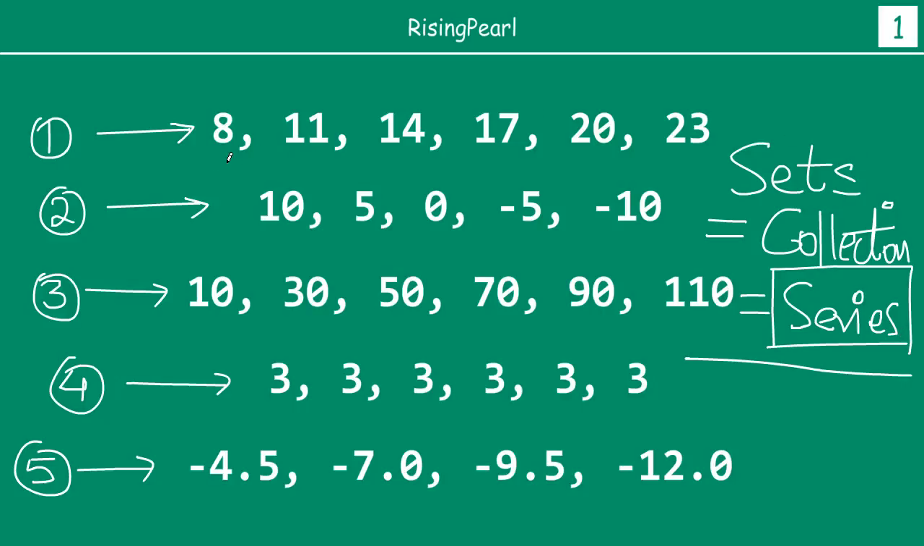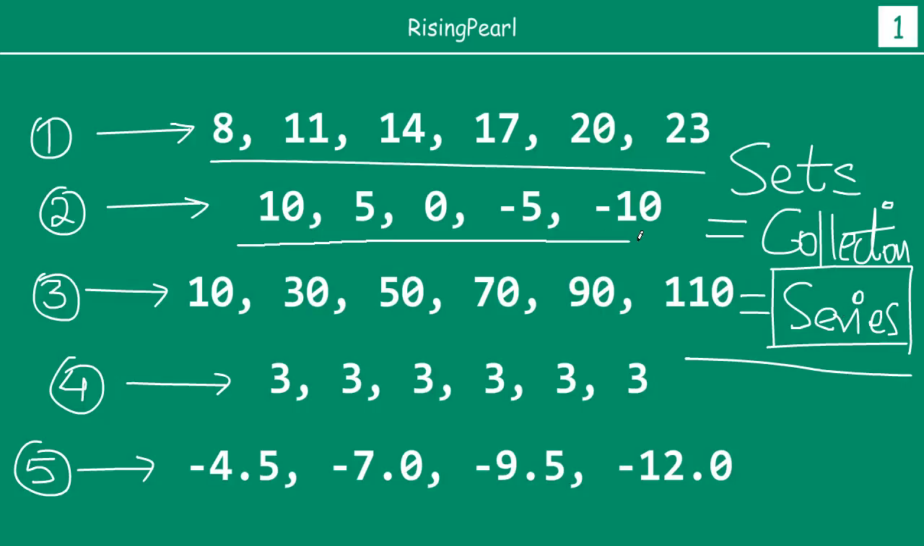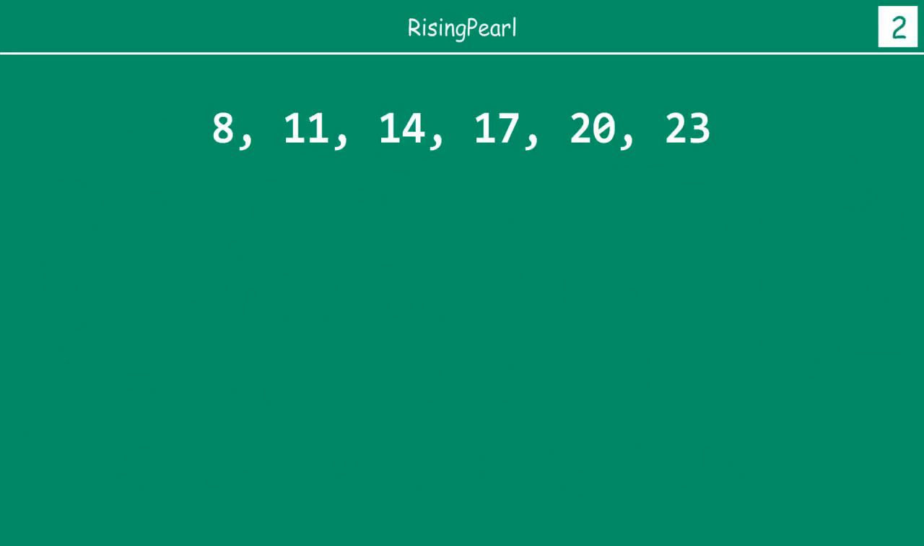Basically what we are referring to is this collection of numbers or this series of numbers. Similarly, this set of numbers or this series of numbers. They all mean exactly the same. It does not matter. So going forward, we are going to use the word series to refer to a collection of numbers. So let's take a look at the first series of numbers and see what is going on.